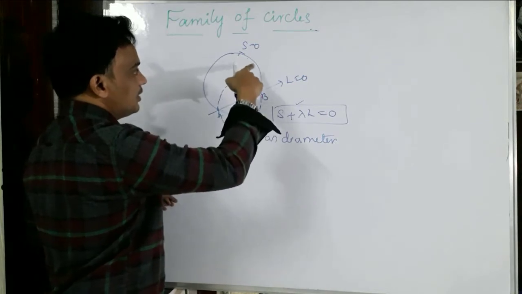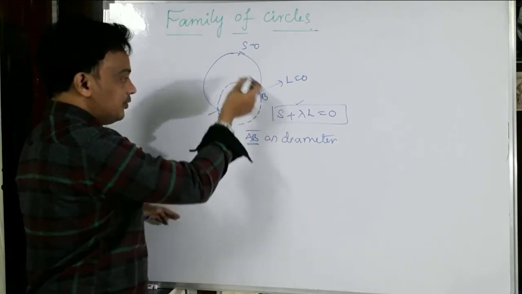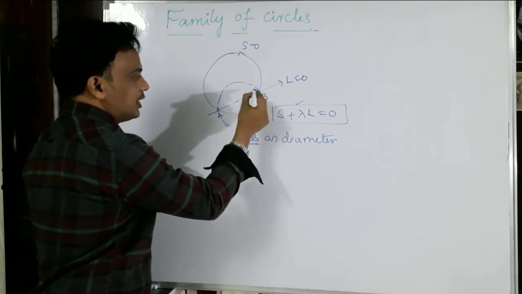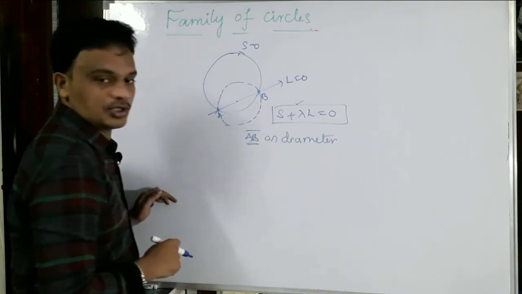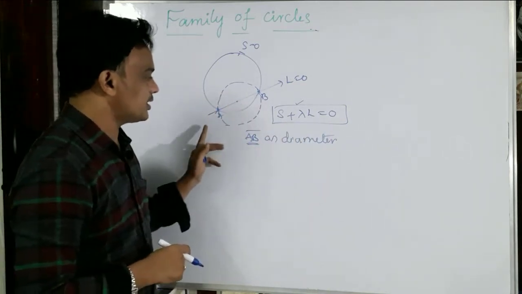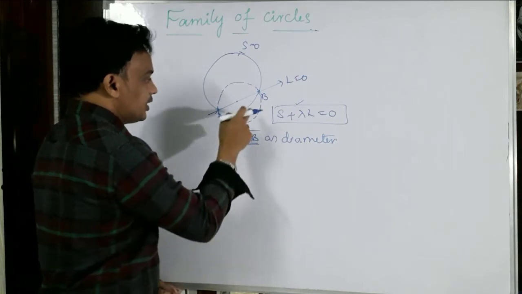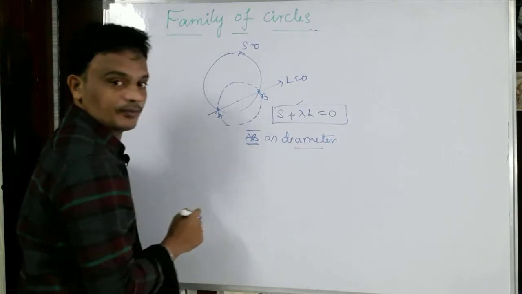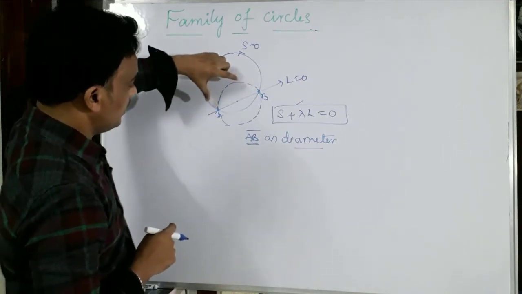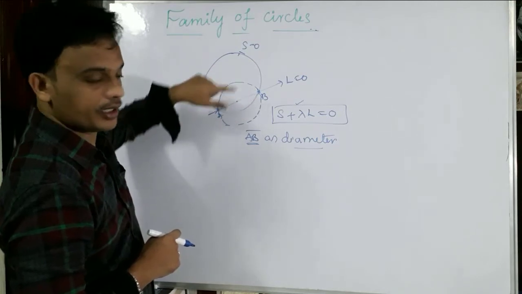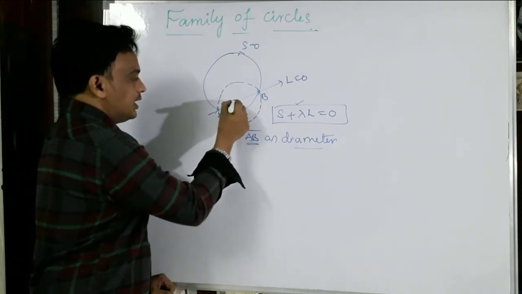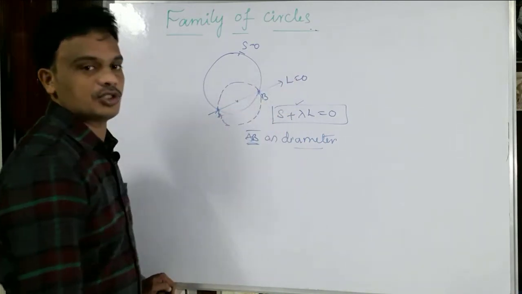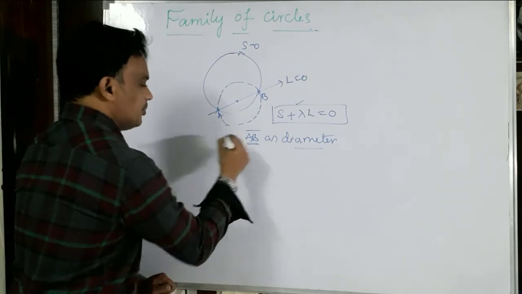The line and circle intersect at the two points A and B. The family of circles which pass through the point of intersection of S = 0 and L = 0 is S + lambda L = 0. The condition for the required circle is that AB, where they are intersecting, is the diameter of the required circle. So the center of the required circle lies on the line L = 0. This is one of the very important models.